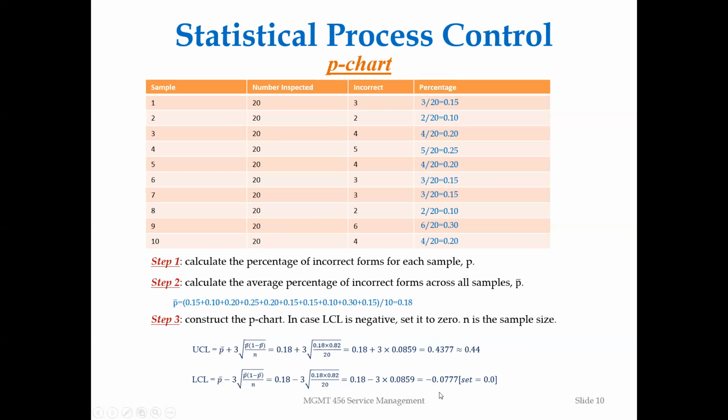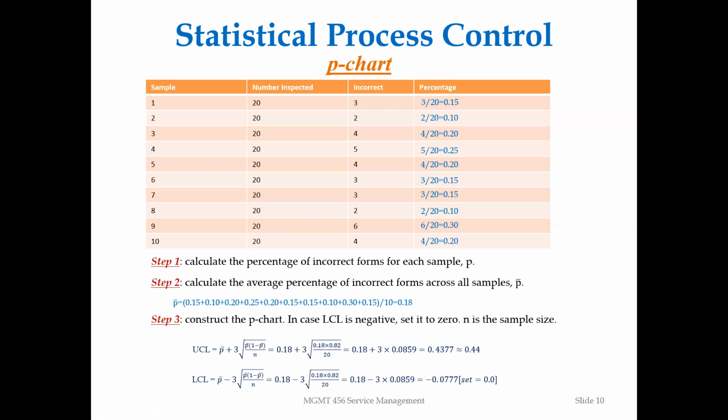We do the math, we'll get lower control limit, negative 0.0777, and upper control limit 0.4377. So be careful. When we see a negative lower control limit, we make it 0. That's something we need to do.